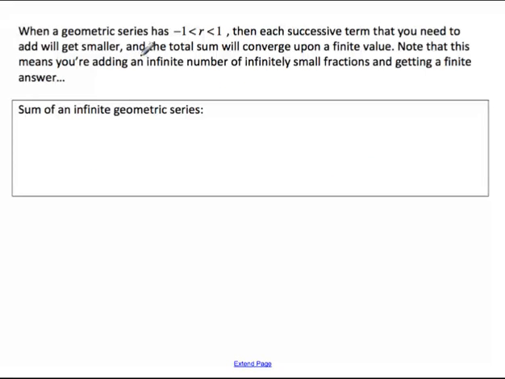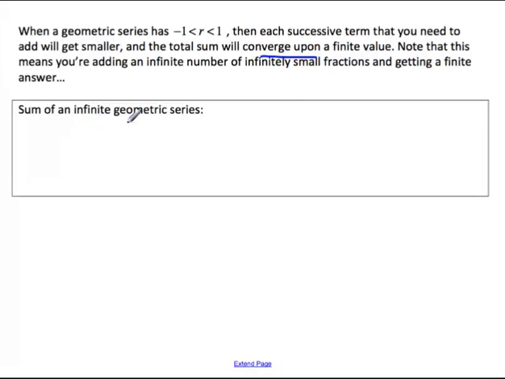So when a geometric series has a common ratio between 0 and positive 1 or 0 and negative 1, in other words, where the common ratio r is between negative 1 and positive 1, then each successive term we're going to need to add gets smaller, and so the total sum will converge upon, that's the mathematical terminology we use, a finite value. Again, we're adding an infinite number of infinitely small fractions and getting a finite answer.